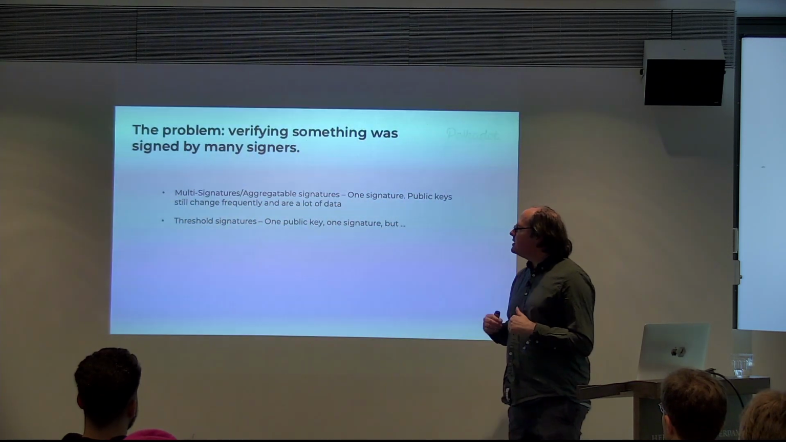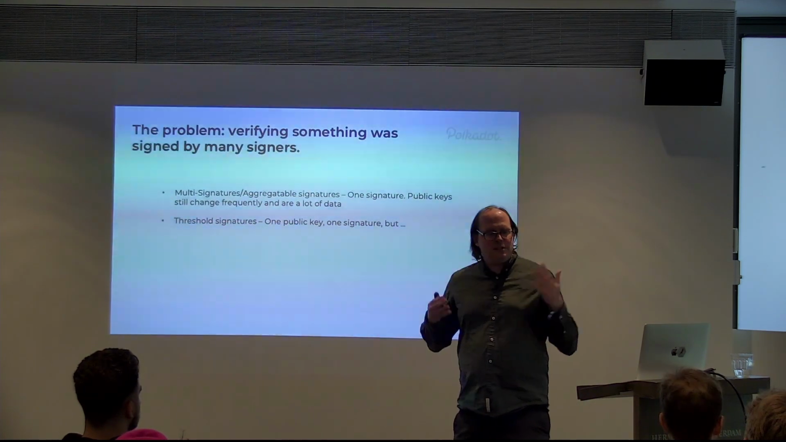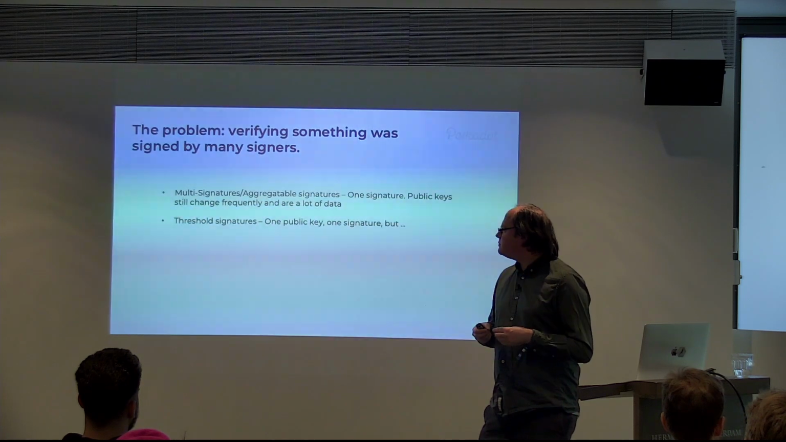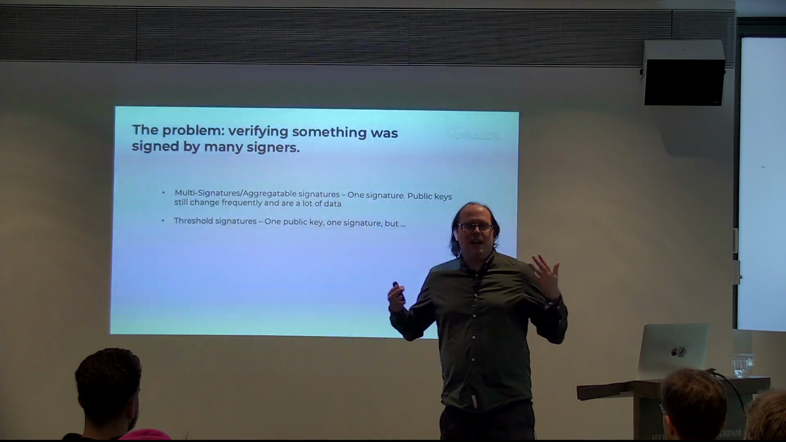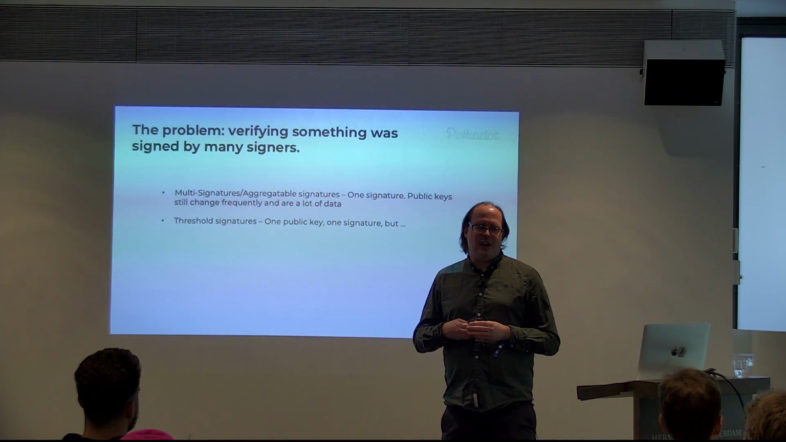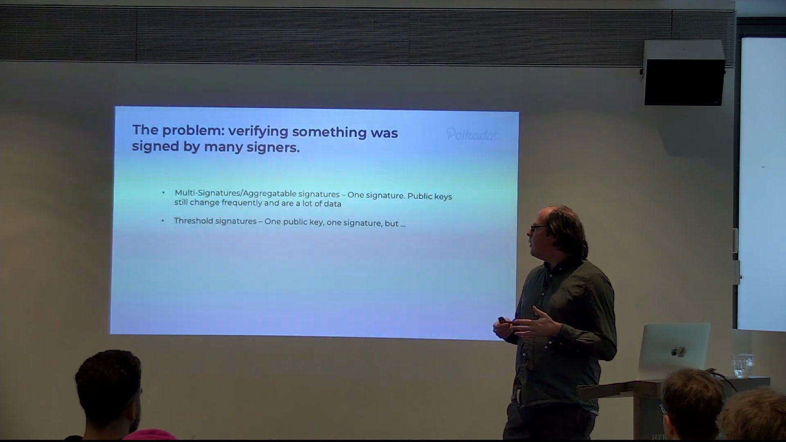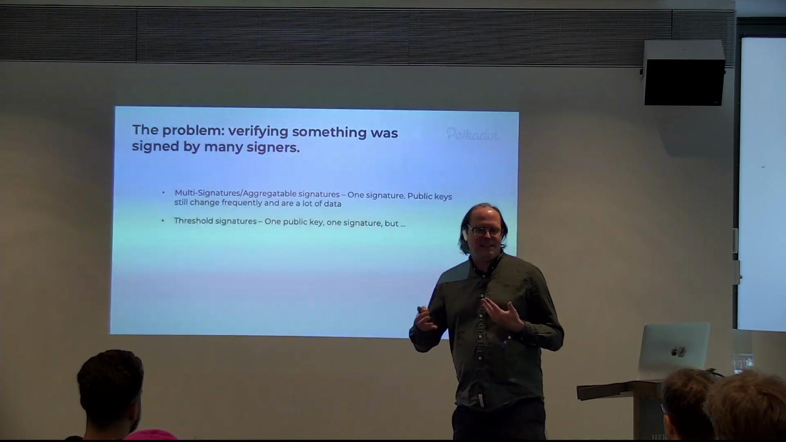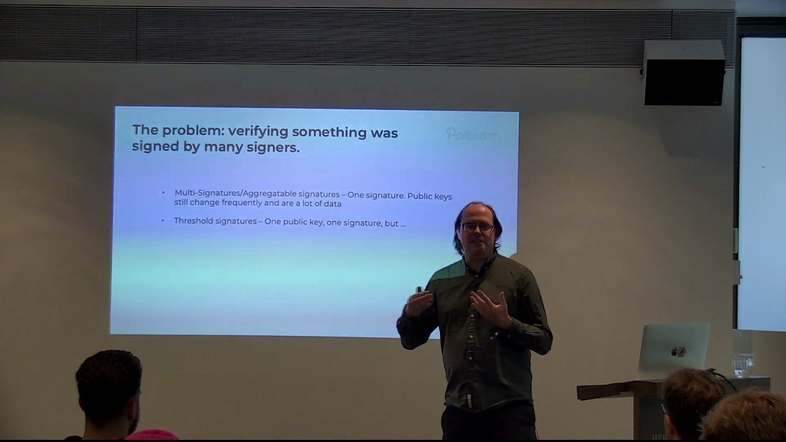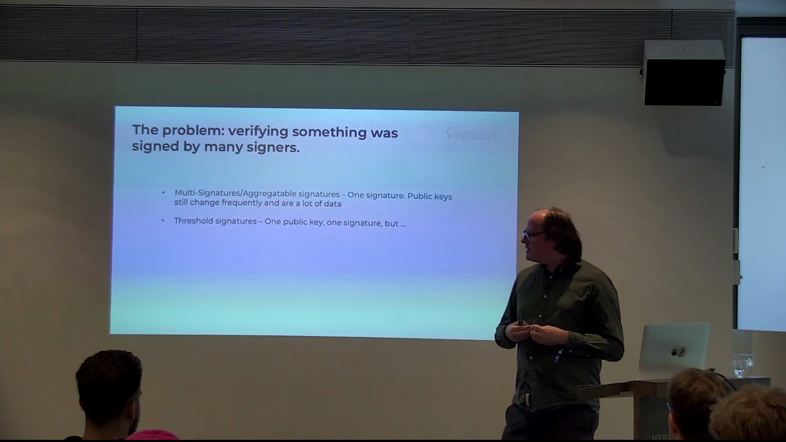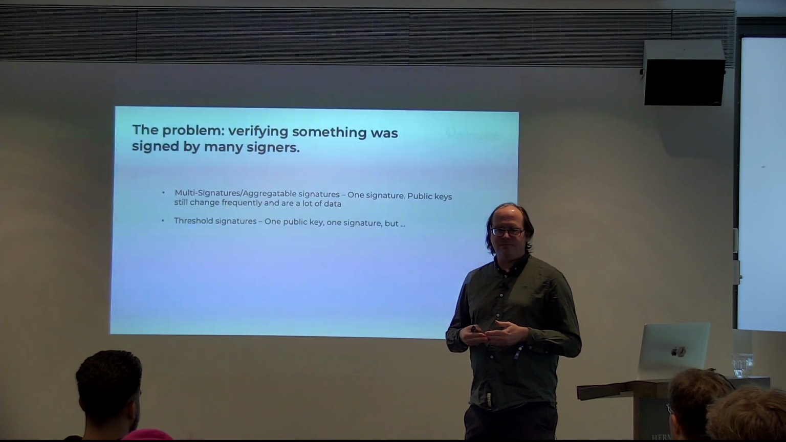This means that instead of having 1,000 signatures, I can have one signature, which is great. The issue with multi-signatures is, of course, that I still need to have the 1,000 public keys to verify them. And this set can change. The set of signers we are interested in can change frequently, and if it does, then these public keys are a lot of data by themselves.